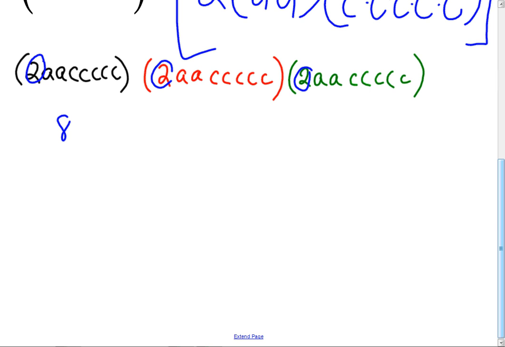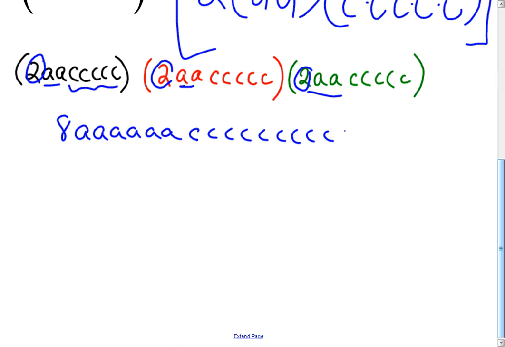How many A's are there altogether? I've got 2, 4, and 6. So we're going to be falling into rules. And then C's, I got 5 of those 3 times, right? 15. 4, 5, 6, 8, 9, 10, 11, 12, 13, 14, 15.